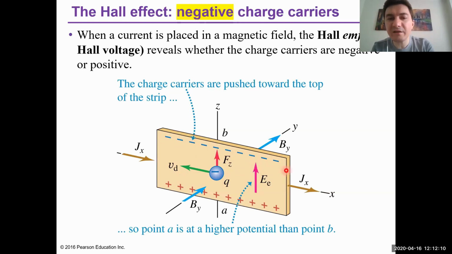They will be collected here. Then that part of the conductor will be negatively charged, and that part of the conductor will be positively charged, okay, due to that movement of the electrons. Electrons are collected here. So since this part is negatively charged and this part is positively charged under the magnetic field, there will be an electric field from positive to negative, from higher potential to lower potential, okay?